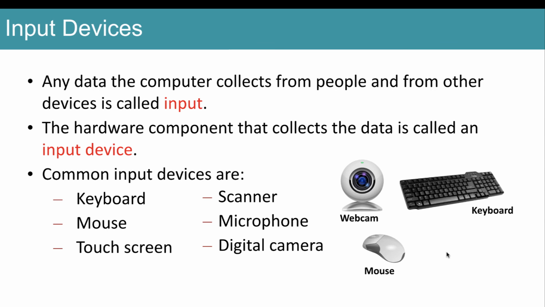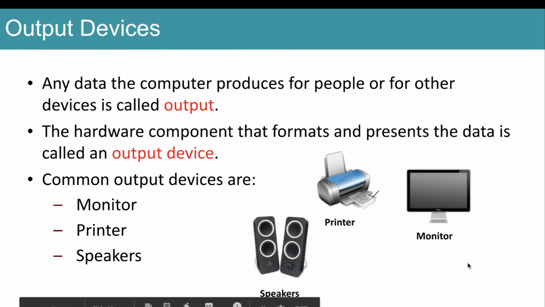Any data the computer collects from people and from other devices is called input. It's information that's put into the computer. The hardware component that collects the data is called an input device. And common input devices are keyboards and mice, touchscreens, scanners, microphones, and digital cameras. All of those hardware devices give information to the computer.